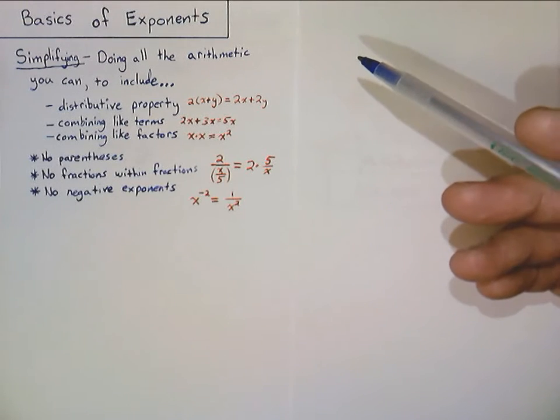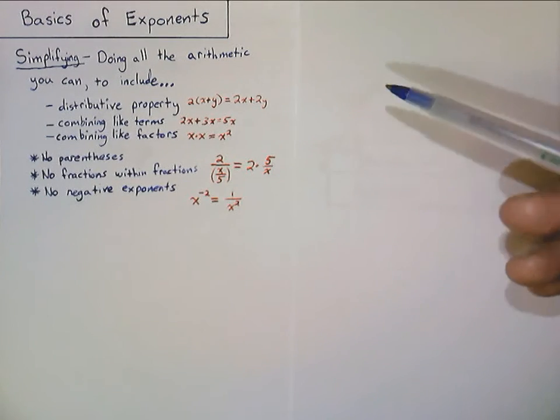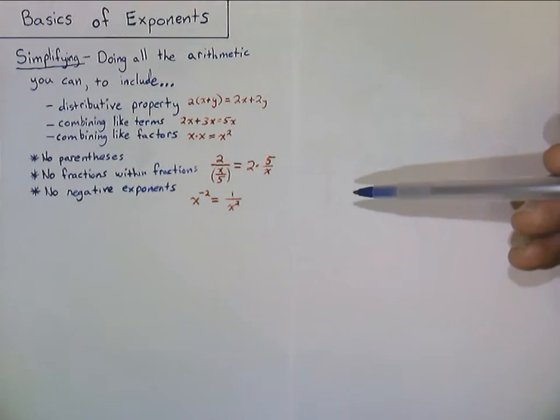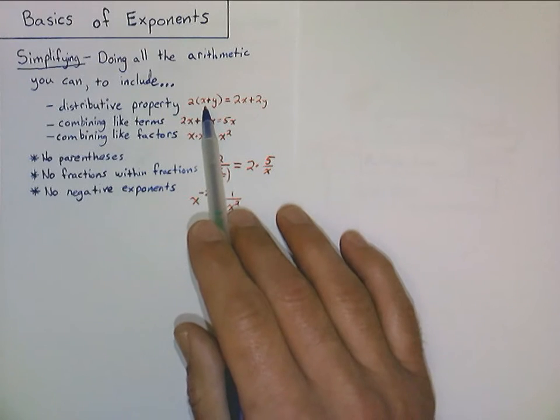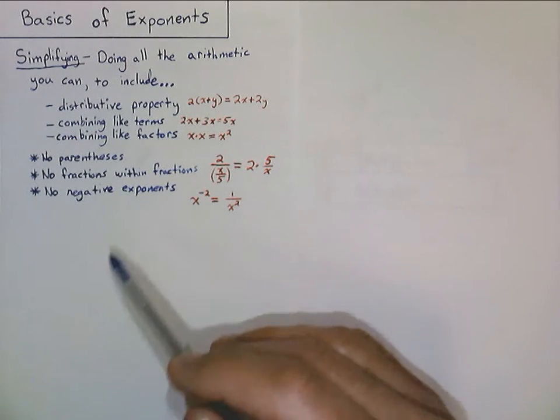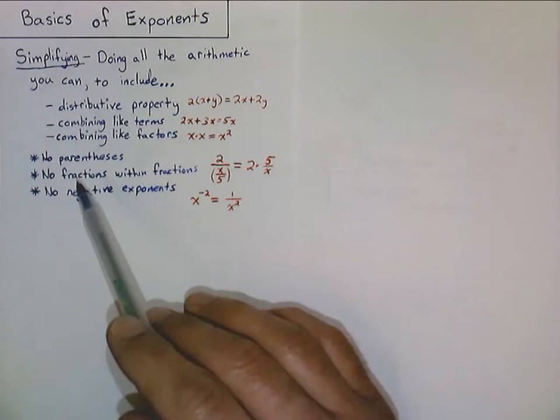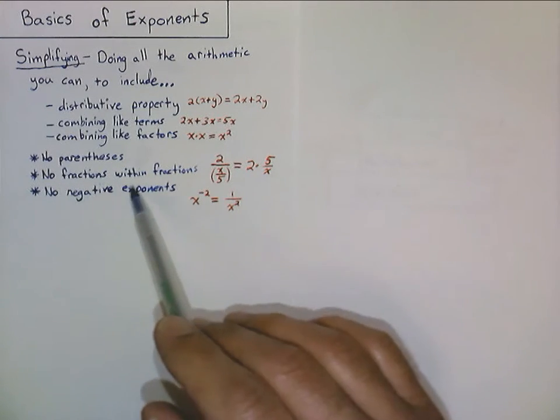So, with exponents, we're also going to throw in a few more things. Basically, we can't have any parentheses in our expression. Parentheses in there means it's not simplified yet. It means we can still do some arithmetic. Normally, we would deal with that with the distributive property, but now with exponents, there are some other tricks that we can apply. Also, we don't want any fractions within fractions.